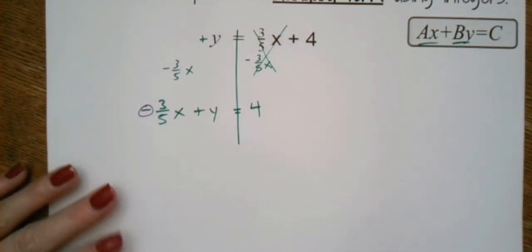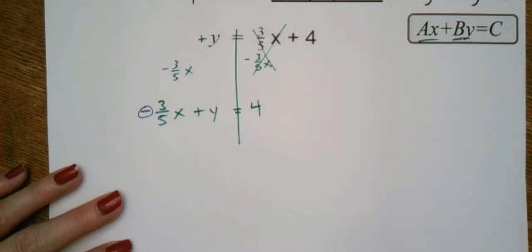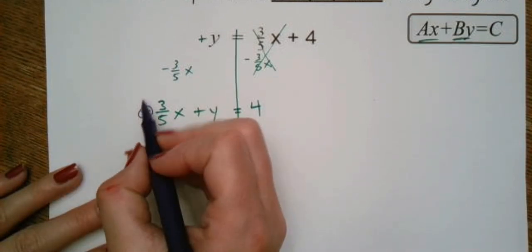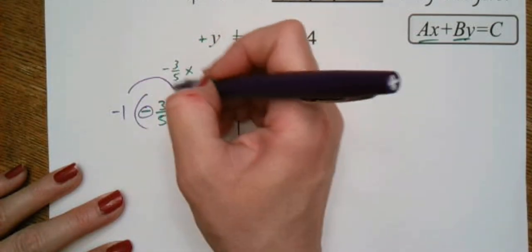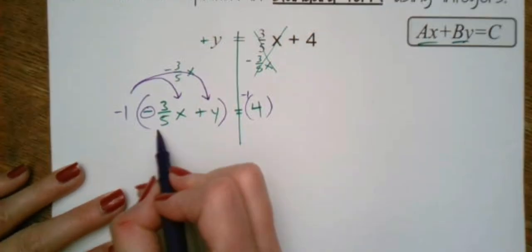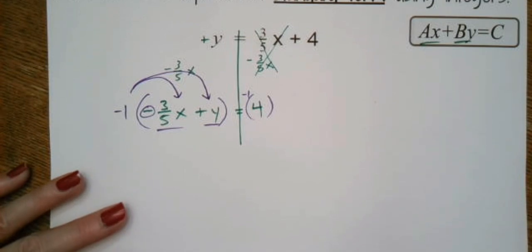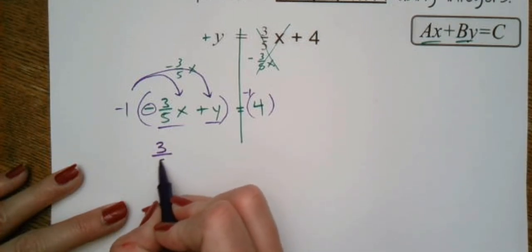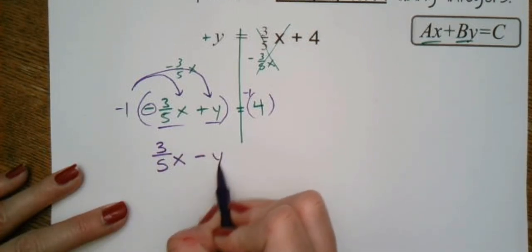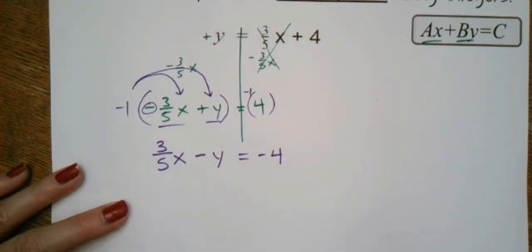Can't have a negative here, so remember how we do that? We multiply everything by -1. Okay, so everything over here on this side by -1, everything over here by -1. Remember, you're kind of thinking I'm distributing here because both terms, the x term and the y term, have to be multiplied by -1. So I'm simply just changing everything into its opposite. This is going to become positive 3/5 x, this is negative y, and then this over here is -4.